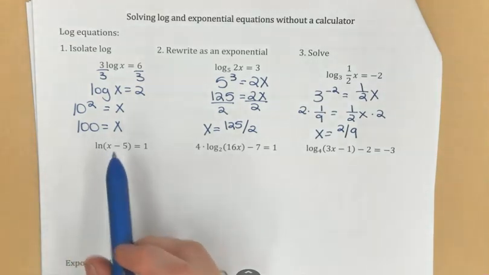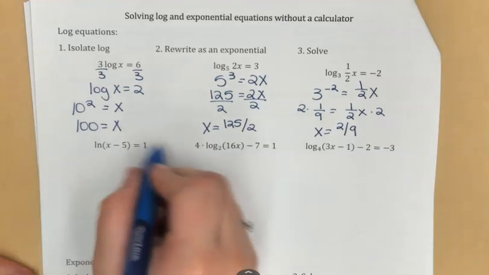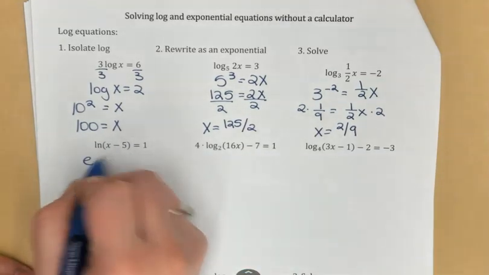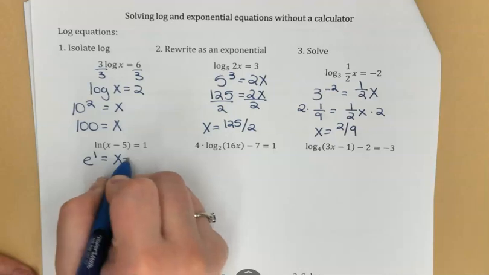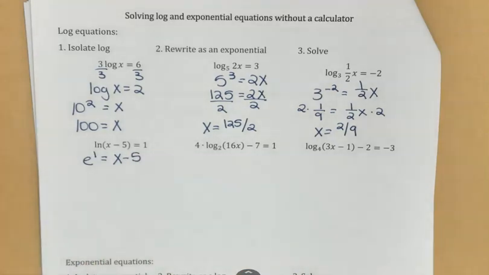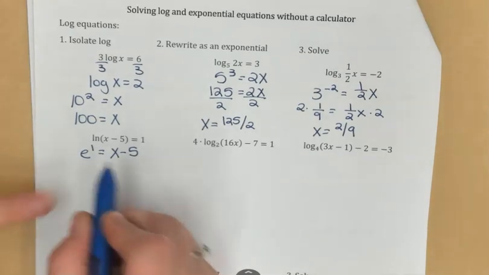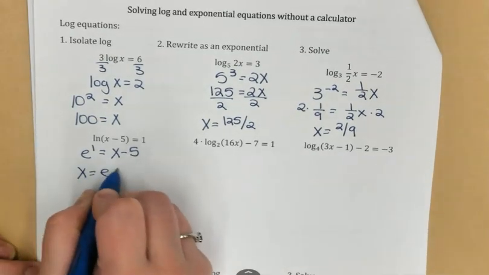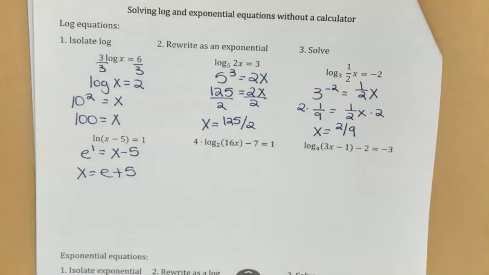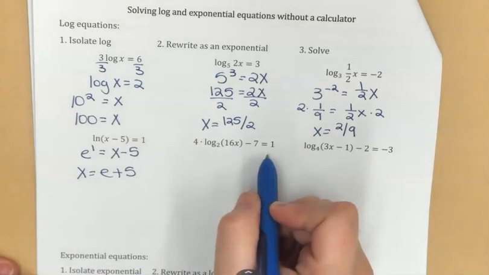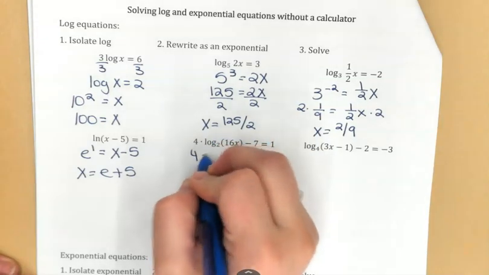Okay, on the next one, I've got natural log, so that tells me my base is e. The log is already by itself, so e to the 1 is equal to x minus 5. Now, I don't have a calculator to evaluate e, so I'm just going to leave it in my answer. And then to get x by itself, I just need to add that 5, so e plus 5 is my answer.